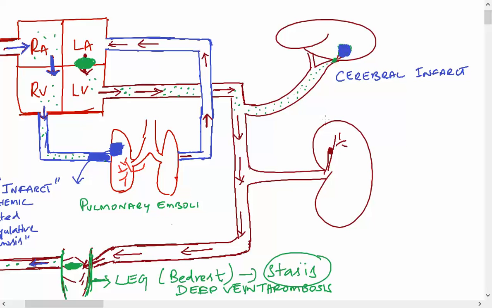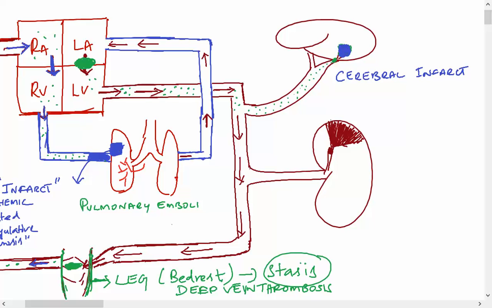ischemia will be created, and ischemia will create necrosis. It is not a brain, it will be of coagulative type necrosis, and the necrosis will be like this. Understand? So the necrosis is like a wedge shape. You all understand? It is like a wedge shape.